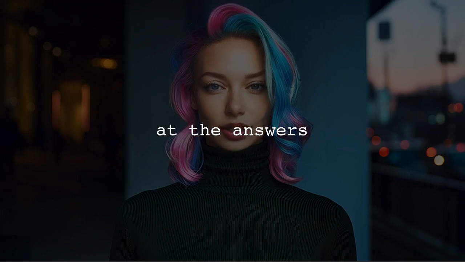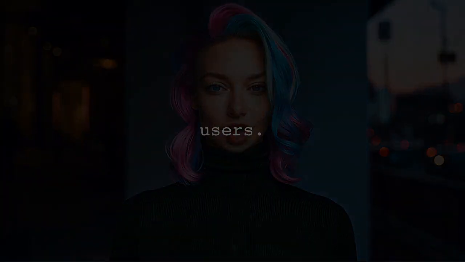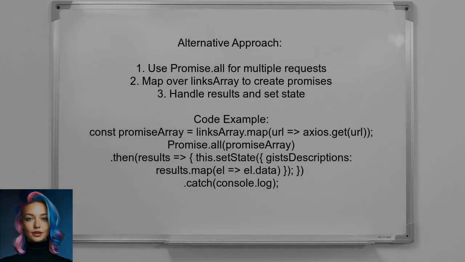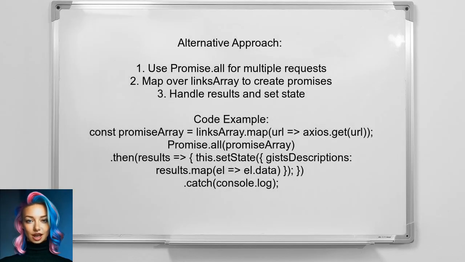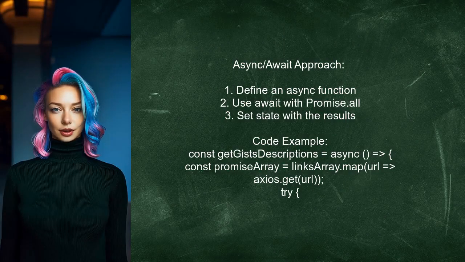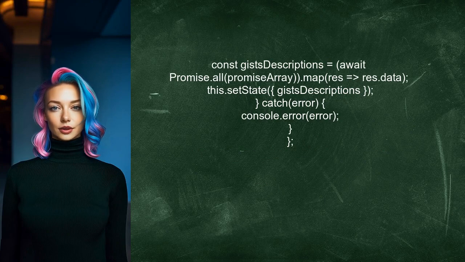Now, let's look at the answers provided by other users. An alternative approach suggests using Promise.all instead of axios.all. This method allows you to handle multiple Axios requests efficiently. The user emphasizes that axios.all is essentially a polyfill for Promise.all. Additionally, the user introduces an async await version for cleaner syntax. This method simplifies the handling of asynchronous code and improves readability.